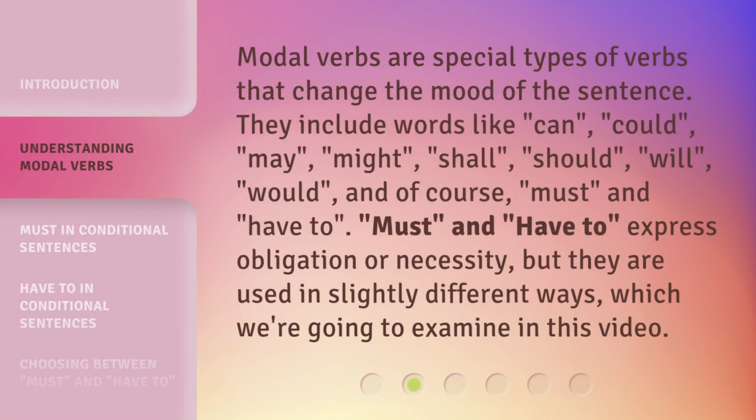Modal verbs are special types of verbs that change the mood of the sentence. They include words like can, could, may, might, shall, should, will, would, and of course, must and have to. Must and have to express obligation or necessity, but they are used in slightly different ways, which we're going to examine in this video.